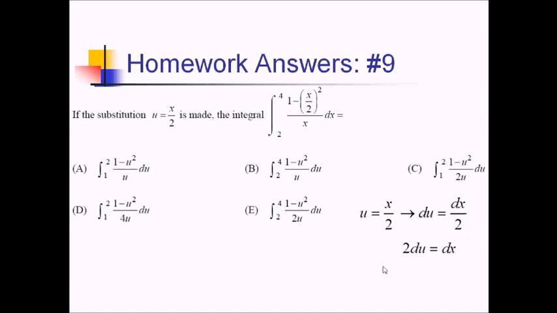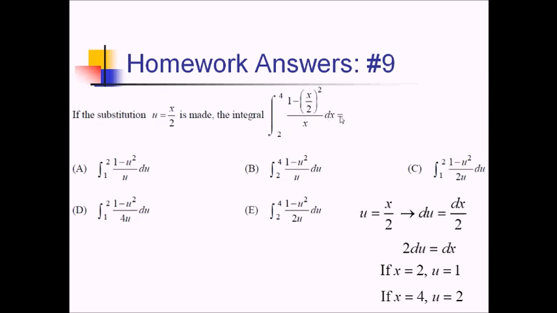Next, I need to get some u values. So if x is 2, then u is going to be 2 over 2, or 1. And if x is 4, we're dividing that by 2 to get u. So that's going to be 2. A lot of rhyming going on here. And if I substitute this stuff back in, I'm going to have the integral from 1 to 2 of 1 minus u squared, and instead of dx, I've got 2 du.